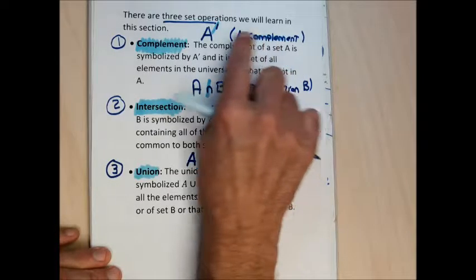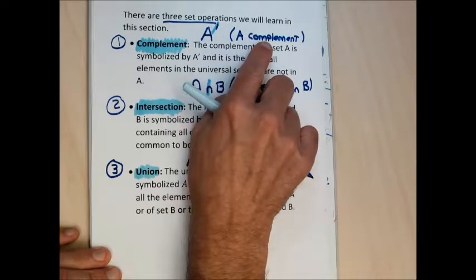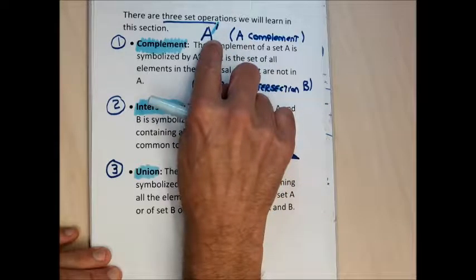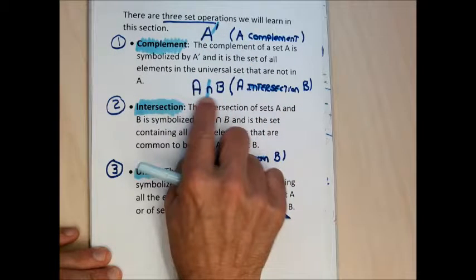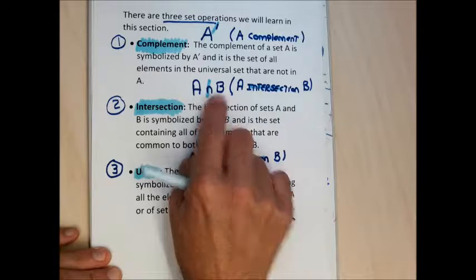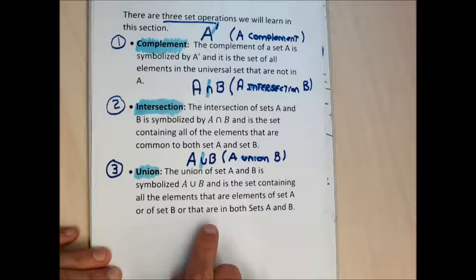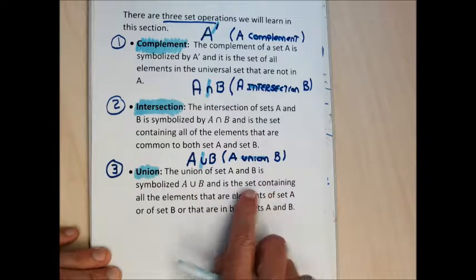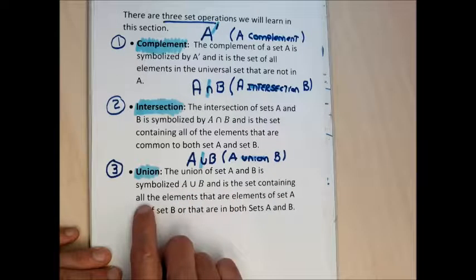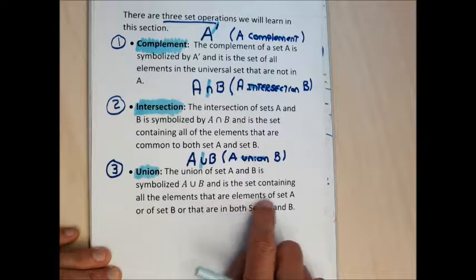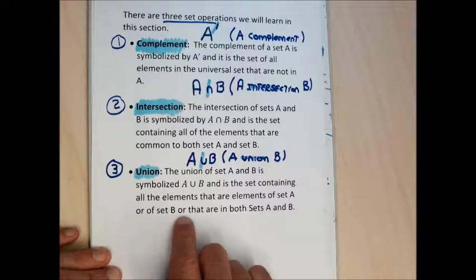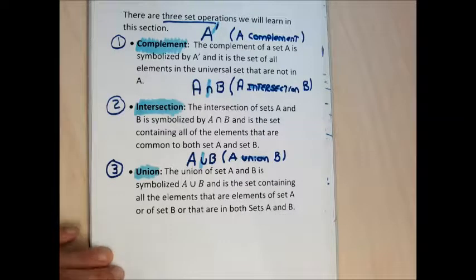Complement is everything in the universal set that's not in the set named. Intersection is everything the two sets named have in common. Union is the third of the operations, and A union B is a set containing all the elements that are in set A or set B, or that are in both sets A and B. Unions generally get bigger. Intersections get smaller. Complements, it's harder to say if the set gets bigger or smaller because it depends.